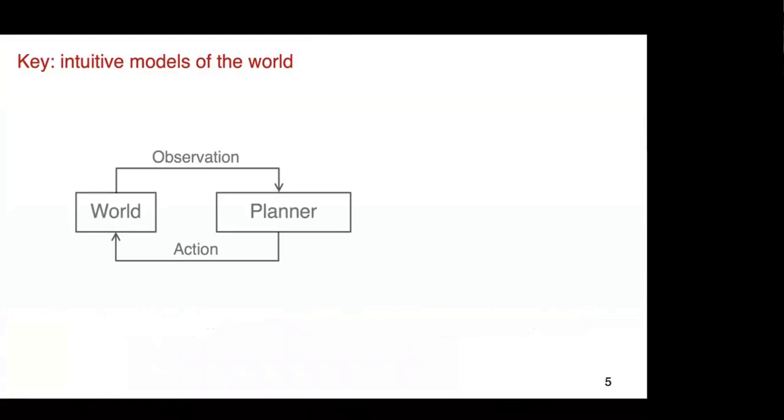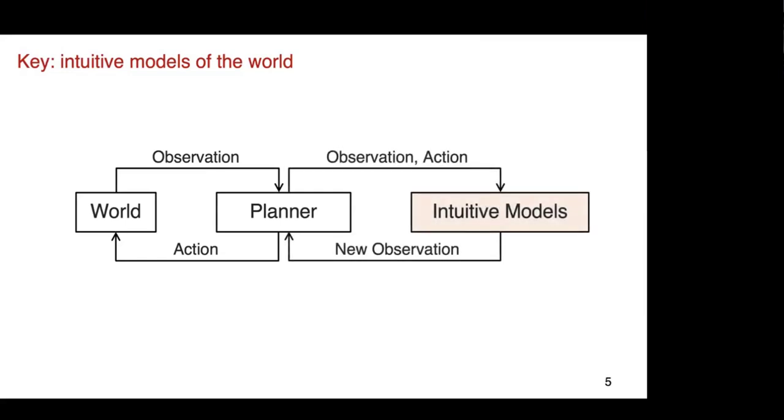Here is how the system generally works. For example, we have the world. The world gives this planner some observations, and this planner is trying to plan some action to execute in the world. This planner internally has these intuitive models. These intuitive models take the current observation and action as inputs and try to predict how the environment is going to change. And this predictive model can help the planner plan its behaviors in order to change the state of the world to the agent's desires.